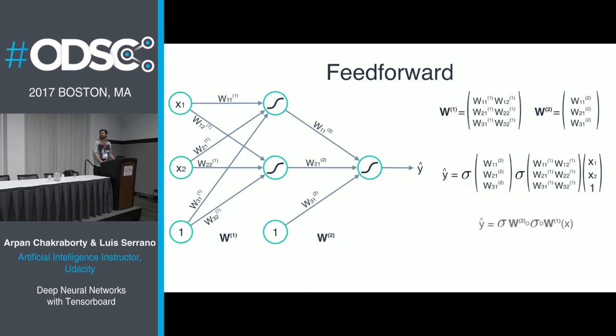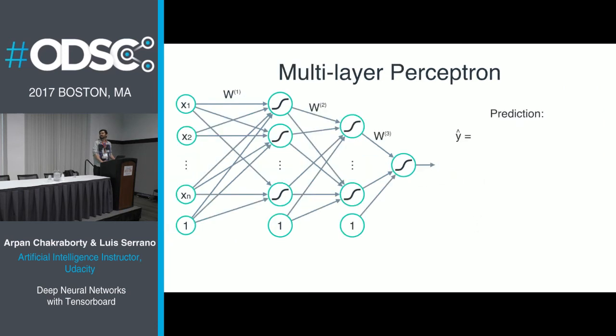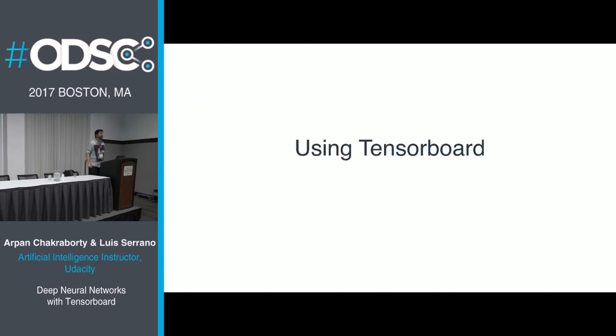Okay? This is a slightly larger example. You take x, multiply by W1, apply sigmoid, multiply by W2, apply sigmoid, multiply by W3, apply sigmoid, and then you get your prediction y. So that's how feed-forward works, and that will get you ready for the visualizations in Arpan's talk. And I think that's all I have for now. And we can continue. Yeah, I'll do the presentation.